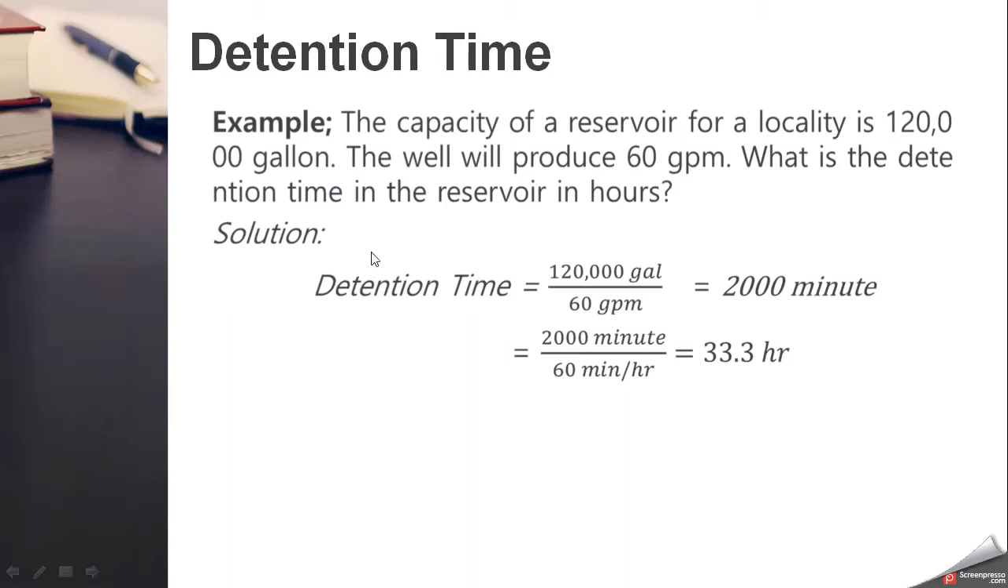So how can we calculate the detention time? Very simple: we just divide 120,000 gallons by 60 gallons per minute and we get 2000 minutes. This is the detention time. If we convert this into hours, it is 33.3 hours.